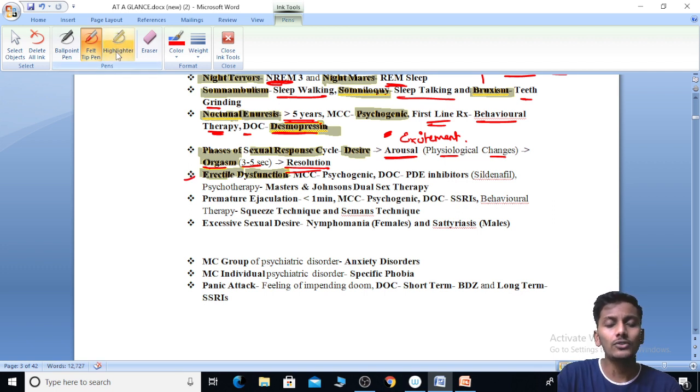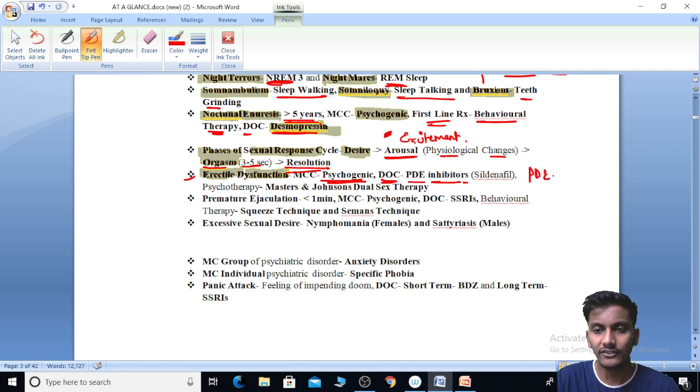The most common cause of erectile dysfunction, a question I've been asked twice, is psychogenic. Please remember, the most common cause of erectile dysfunction is psychogenic. The drug of choice usually preferred in cases of erectile dysfunction are phosphodiesterase inhibitors, and they inhibit phosphodiesterase 5.